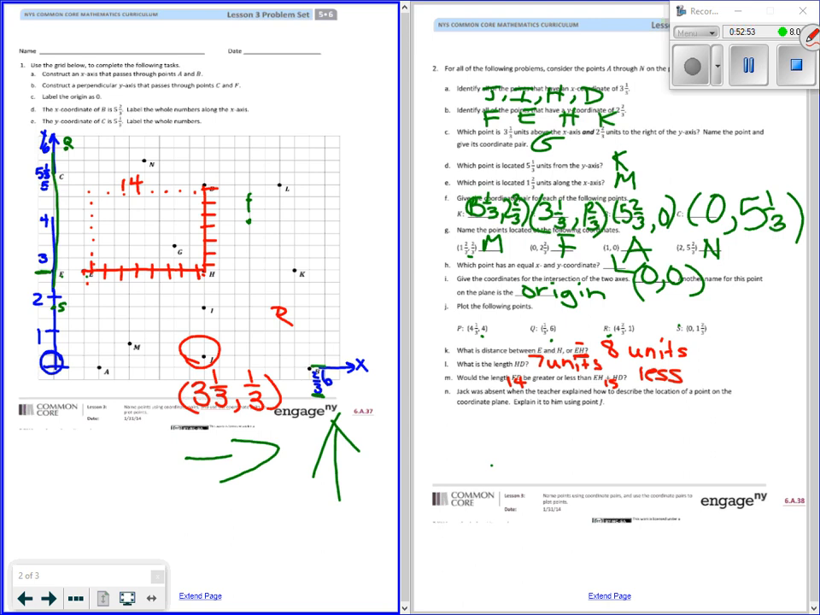No. So how could you word it in a way that could help Jack figure out, or how could you describe the location of this point to where maybe he could understand it? What is something that you could do? Yes.